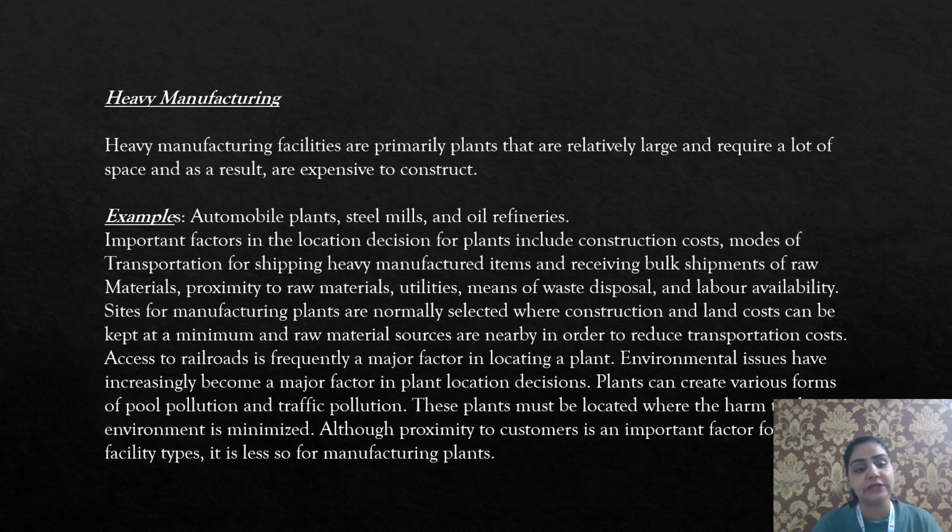Environmental issues have increasingly become a major factor in plant location decisions. Plants can create various forms of pollution, including pollution and traffic pollution. The plant must be located where the harm to the environment is minimized. Although proximity to customer is an important factor for some facility types, it is less so for manufacturing plants. So this is all about heavy manufacturing.